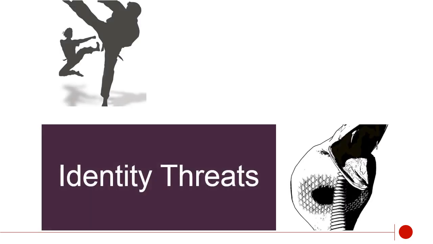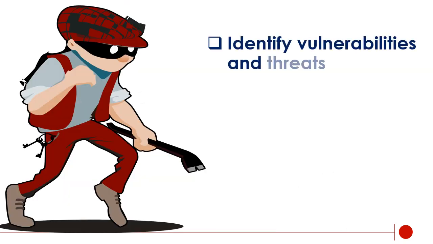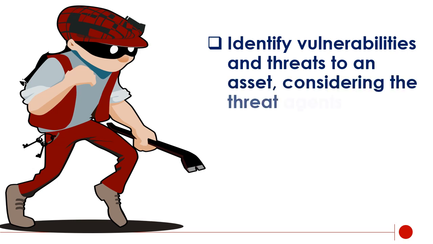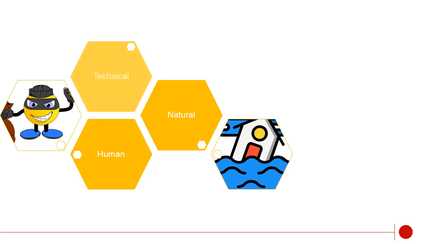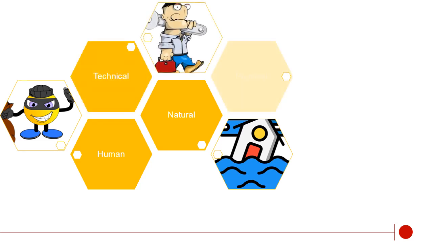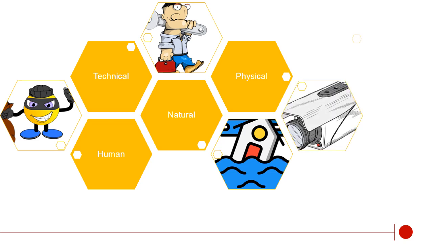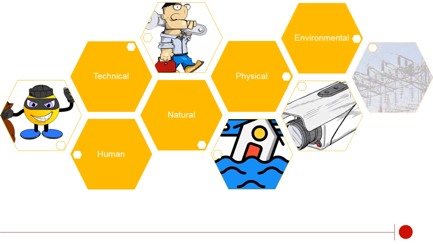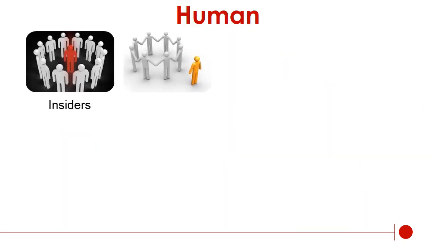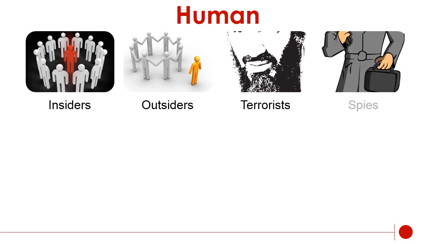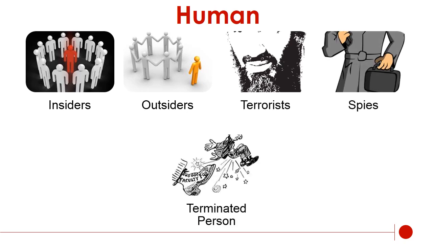Identify threats and vulnerabilities. Identify vulnerabilities and threats to an asset, considering the threat agents. First, threat agents can be grouped into 6 categories: human, natural, technical, physical, environmental, and operational. Human includes both malicious and non-malicious: insiders and outsiders, terrorists, spies, and terminated personnel.